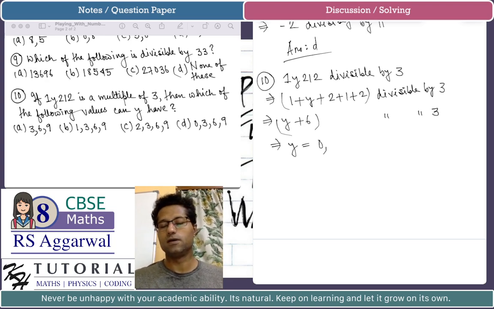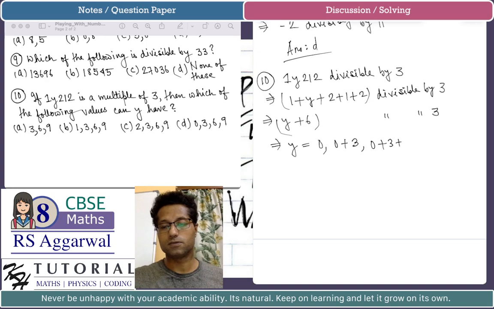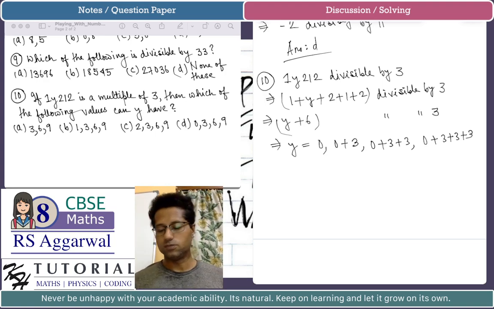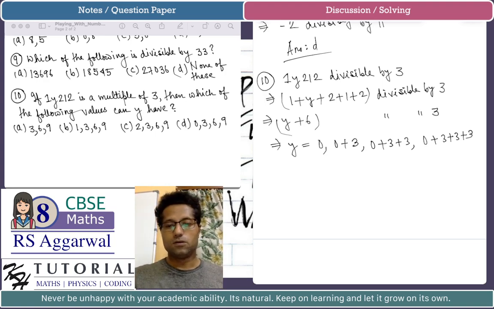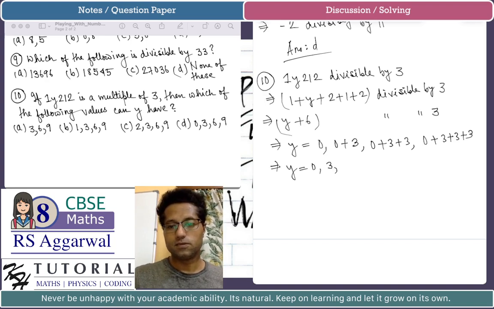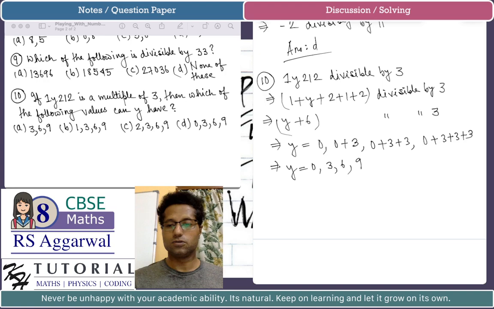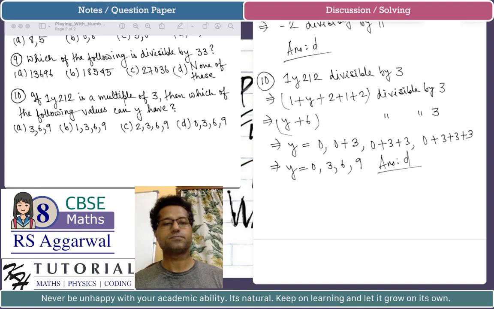Then obviously the next solution will be 0 plus 3, and the next solution will be 0 plus 3 plus 3, and the next will be 0 plus 3 plus 3 plus 3, because the possible values of y will lie from 0 to 9. So the possible values of y are 0, 3, 6 and 9. So the correct choice is D. D is the correct choice.